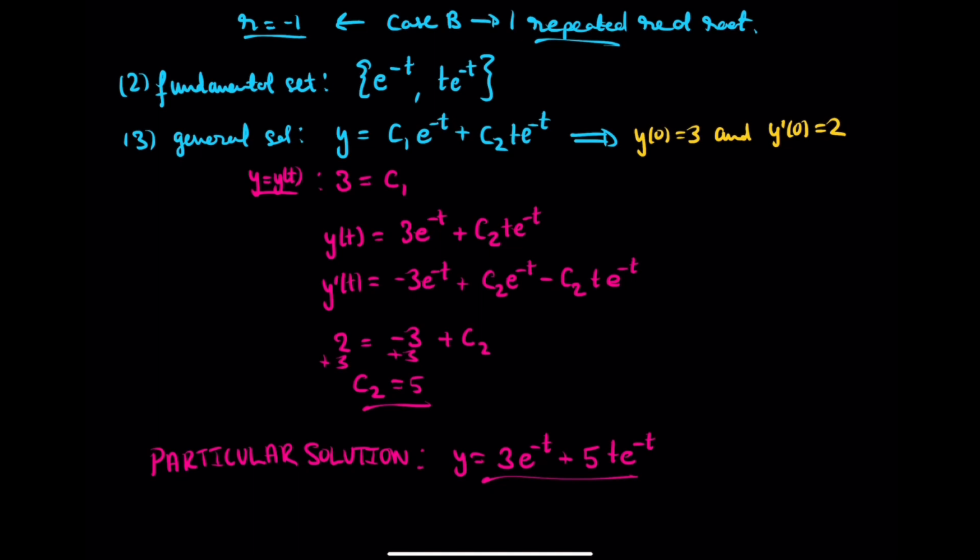Okay, now let's do some KC problems. So KC problems are when we have the complex root. So when you have b squared minus 4ac being less than 0.